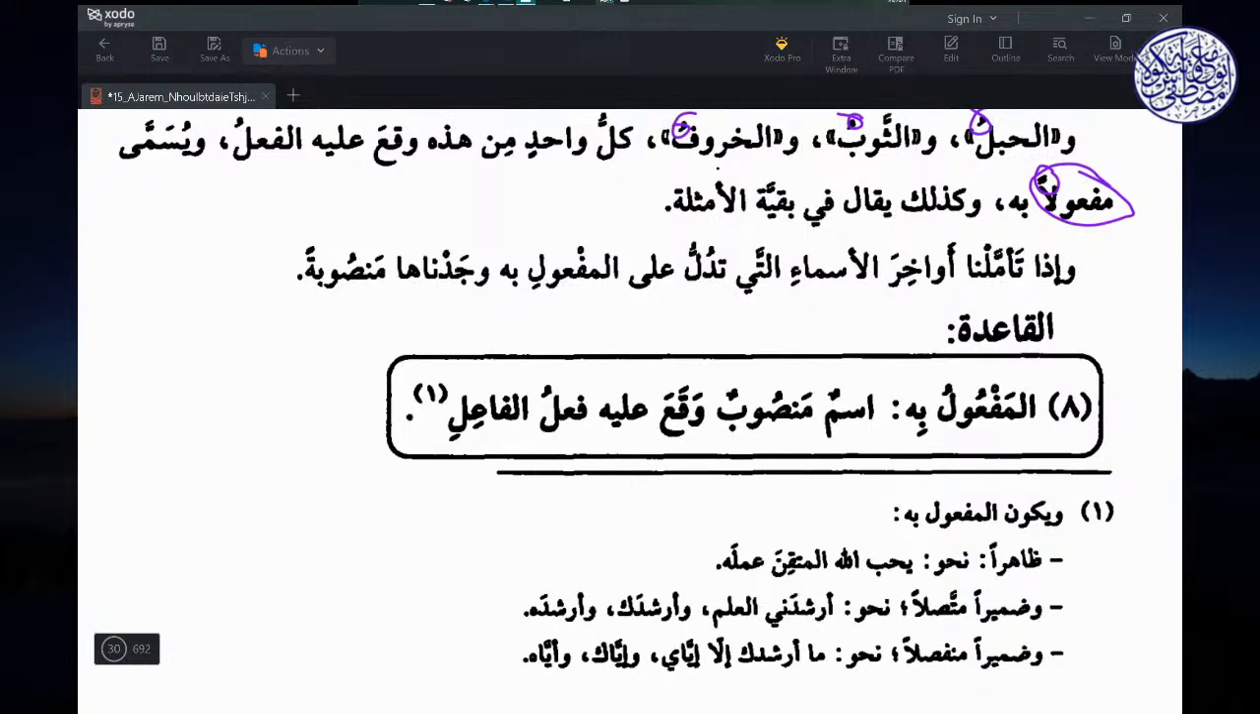The maf'ulun bihi, the object of the verb, is a noun which is mansub, that the fi'l, the action of the doer of the action, falls on it, takes place, happens to it. So that's the maf'ulun bihi.